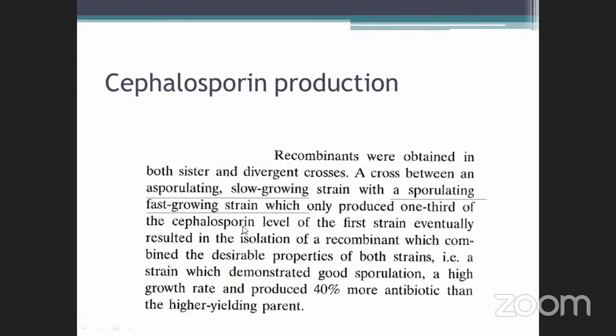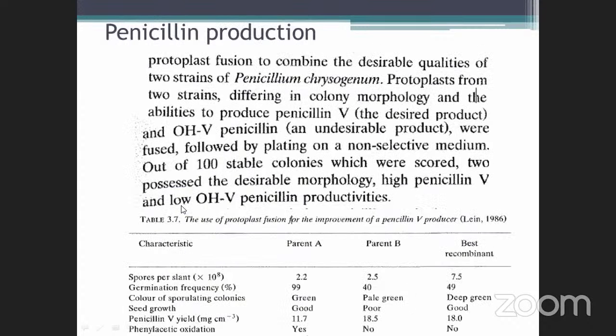That means the asporulating strain now becomes sporulating from the second cell. The slow growing strain also ultimately becomes moderate or fast growing by merging of the cells. Okay, so one can say that this is parent A, parent B, and this is the recombined cell, or the protoplast fused cell.